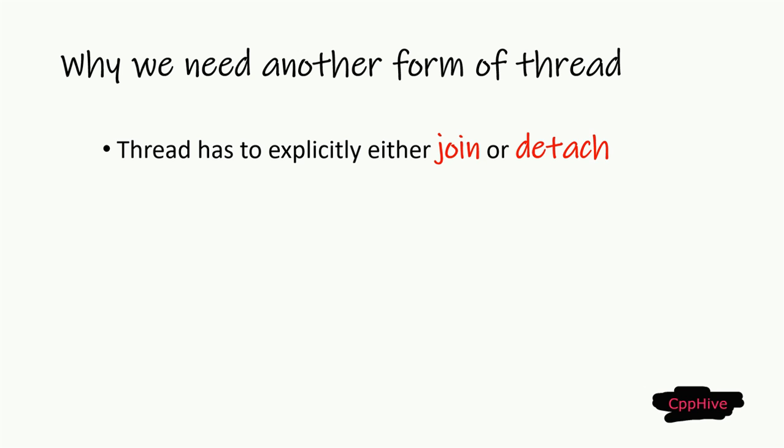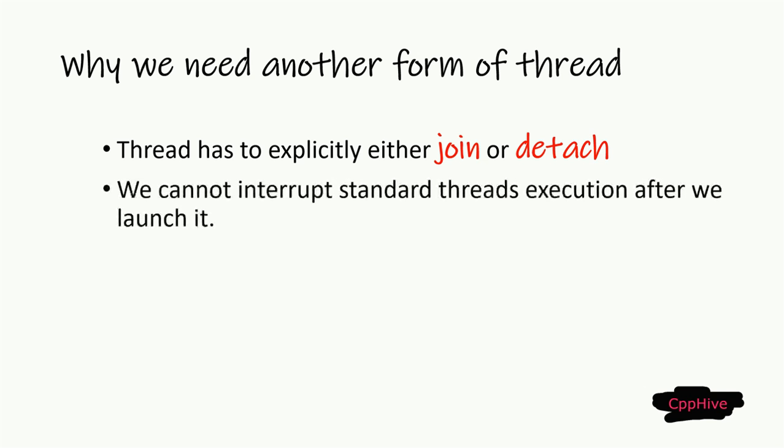To address this, we previously introduced the joiner class, and we extensively used that joiner class throughout this course. But it is really convenient if we have a thread which manages its own life cycle, with no need for explicit mechanisms like joiners. The second downside with the current thread is that after we launch our thread, there's no standard mechanism to interrupt its execution. Of course, we can use a Boolean reference or any other inter-thread communication mechanism to handle these issues separately, but it is so convenient if it is built into the standard.